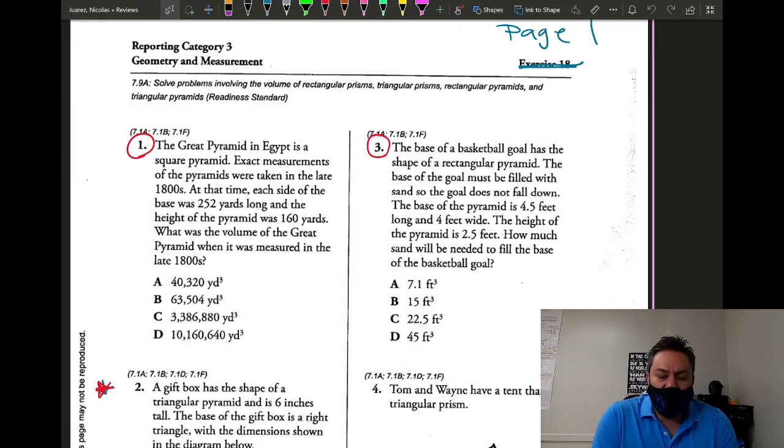And today we're going to be talking about volume of pyramids. This worksheet actually contains pyramids and prisms, but today we're going to be focusing on pyramids. I'm going to do a few examples.